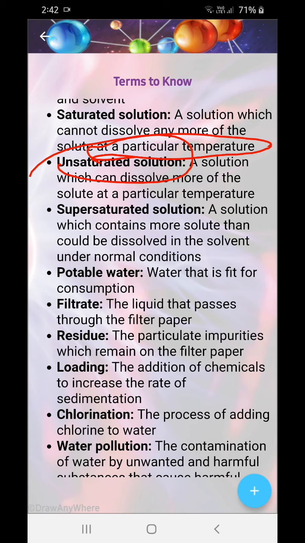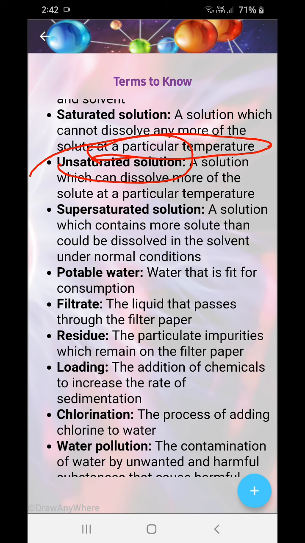Supersaturated: a solution which contains more solute than it can dissolve in the solvent under normal conditions. Now see very carefully, listen very carefully. Okay, salt is falling down, but you have to mix more and more salt in your water. That's the task given to you. What will you do? You know the property of expansion, right?